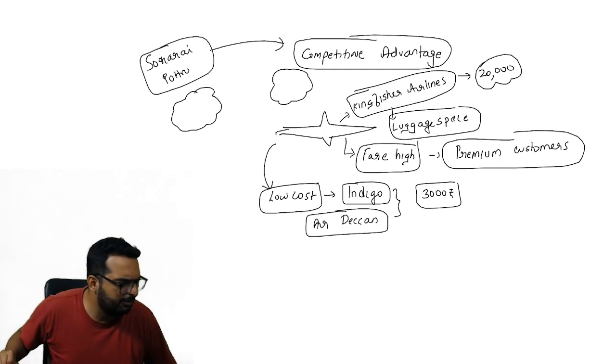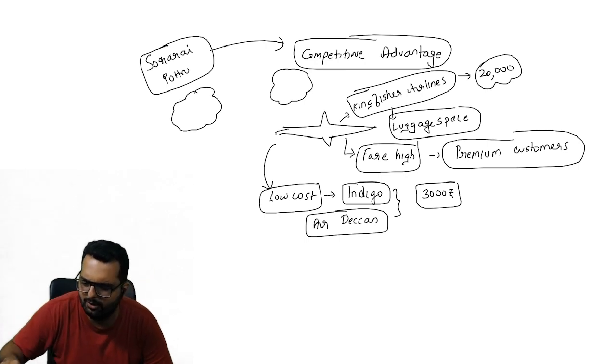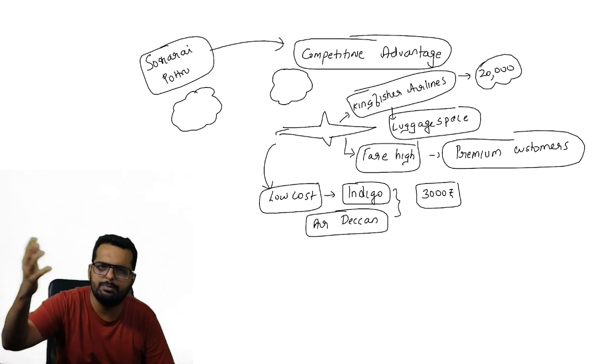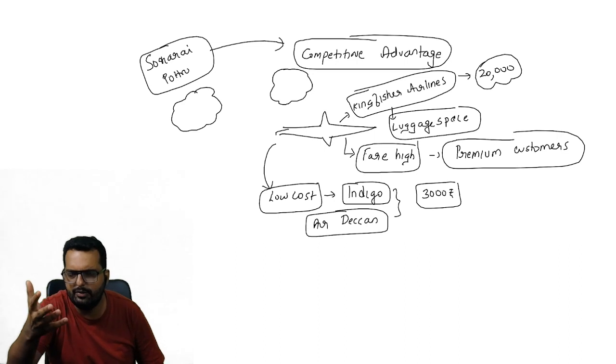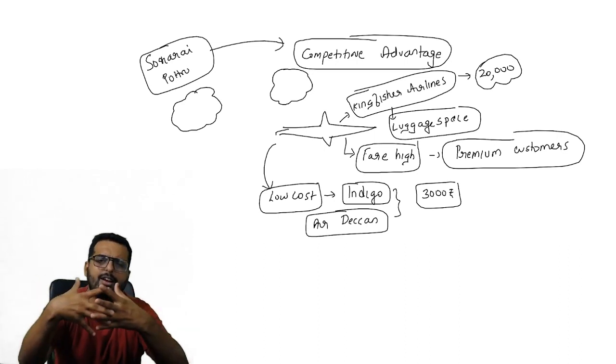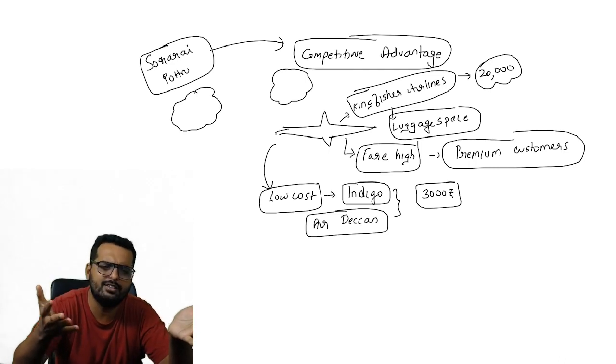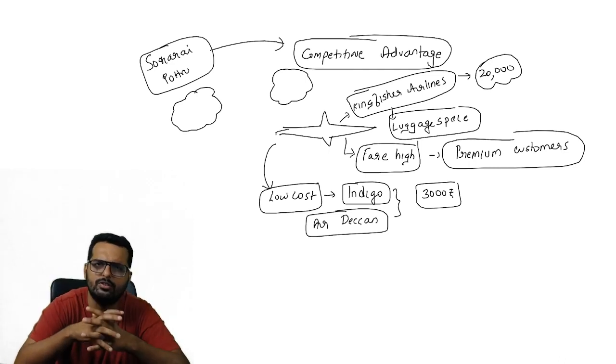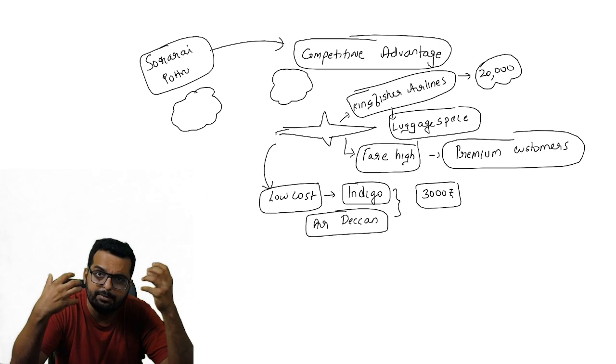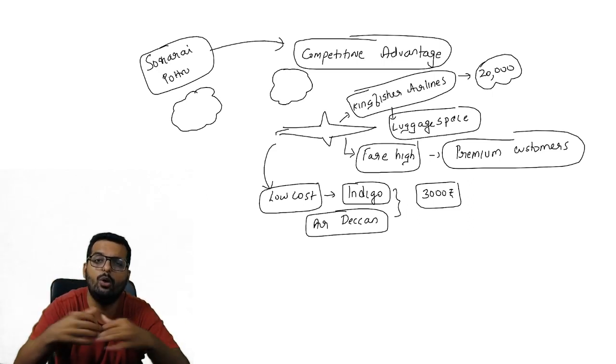Earlier they used to sit comfortably. Then the leg space started coming down. He started hiring some cheaper air hostesses. He started giving food with cost. Luggage space suddenly congested. Customers started getting confused. What kind of airline is this? Is it a premium airline or is it a low-cost airline? They lost their complete market and they got absolutely out.